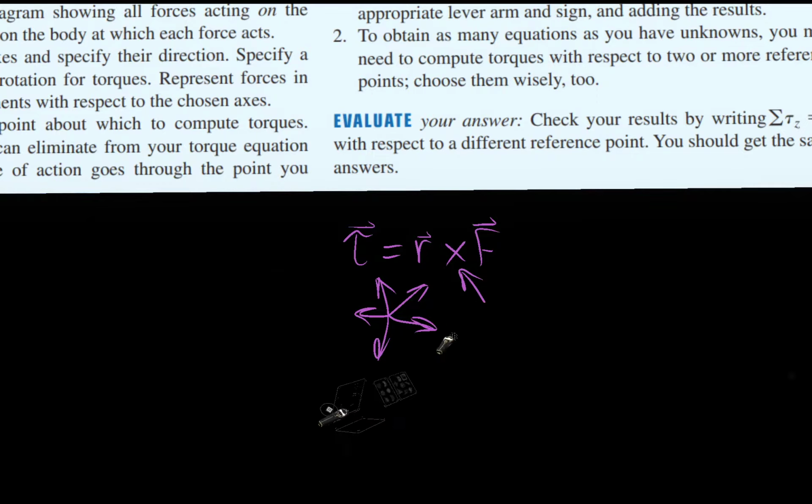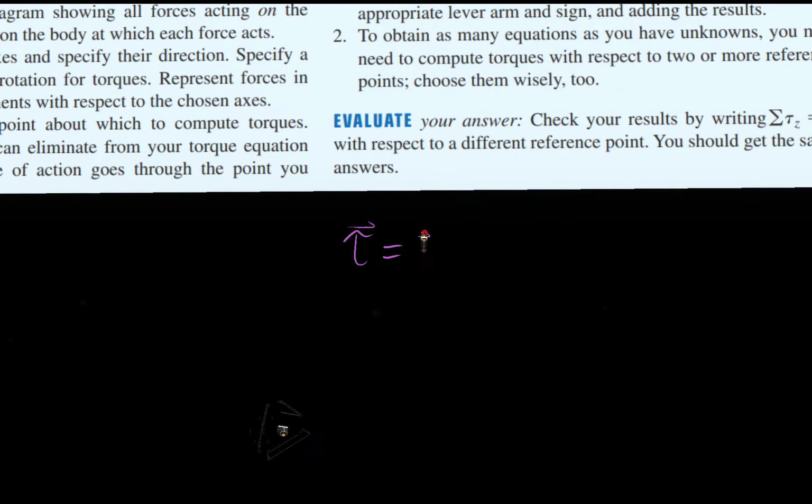But if we instead chose this point as our axis of rotation to sum the torques about, well, r is 0 for all of these. So the only one you have to consider is this guy. And in that case, of course, there would be a torque, because unless this F is 0, there is some torque in this direction here. So choose your axis of rotation wisely so that you can cut out as much work as possible.